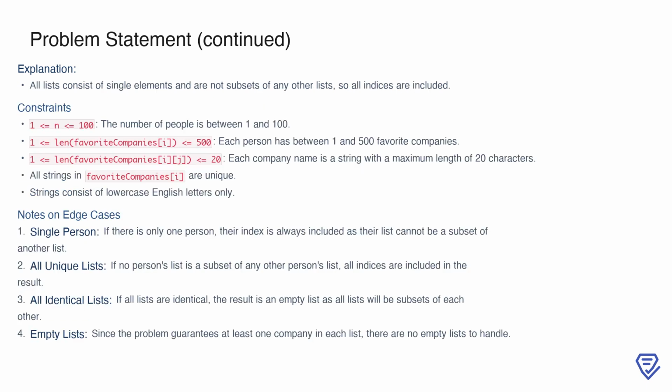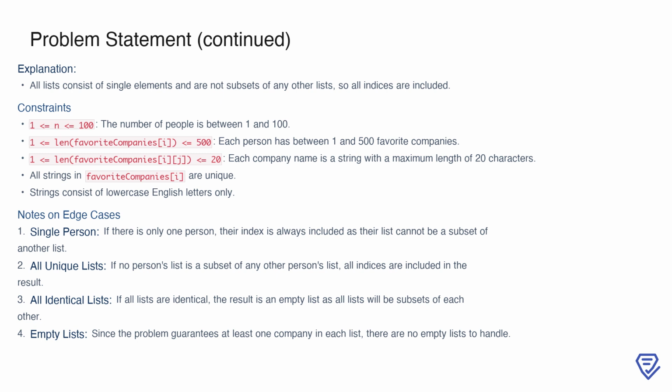Finally, let's examine one more example with simpler input. Suppose we have 3 people, and their lists are A, B, and C. In this case, the output is 0, 1, 2. Each person's list contains only one company, and no 2 lists share the same company. Since none of these lists is a subset of any other, all 3 indices are included in the output.